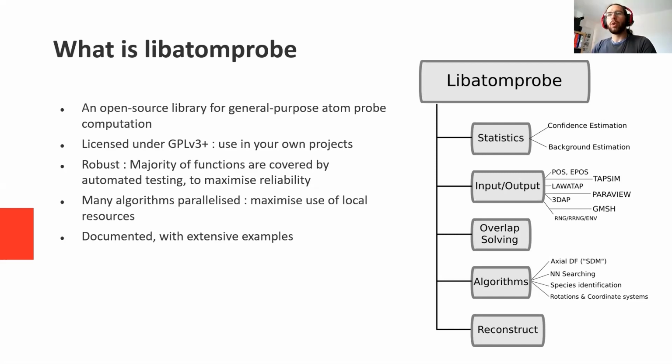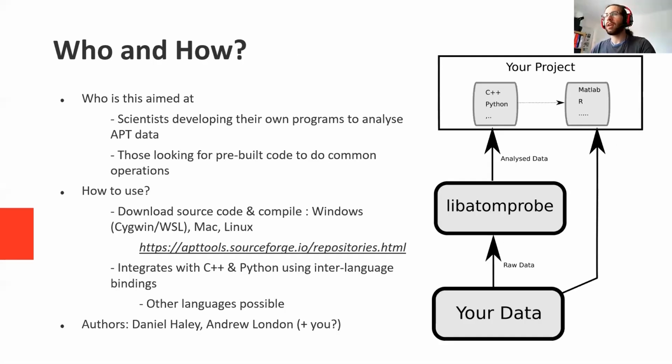So we want the code to be robust. Most of our functions are covered by our unit testing, automated testing. And this maximizes the reliability and accuracy of the code, so you know that it's correct. We try to parallelize things as much as possible on the local PC so that you get the best performance from the code, and it's written in C++, so it's nice and fast. And it's documented, and I'll mention that at the end.